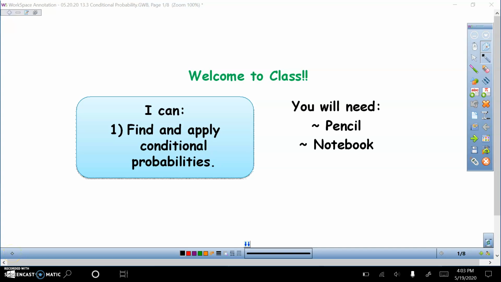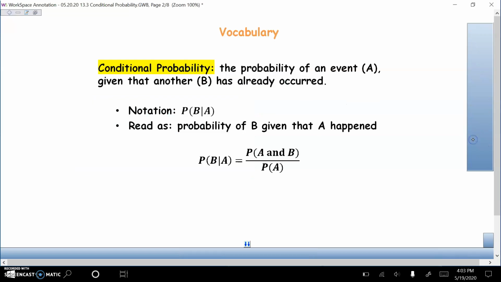Hey guys, in this video we are going to talk about how to find and apply conditional probabilities. But first we need to know what conditional probability is. Conditional probability is the probability of an event happening given that another event has already occurred. So the probability of event A happening is conditional on event B having already happened.